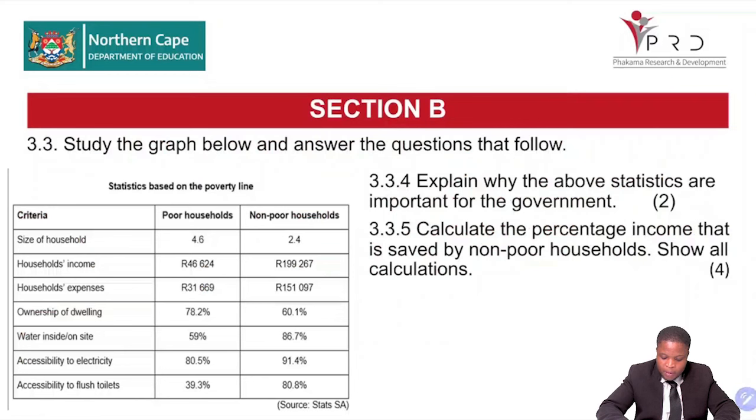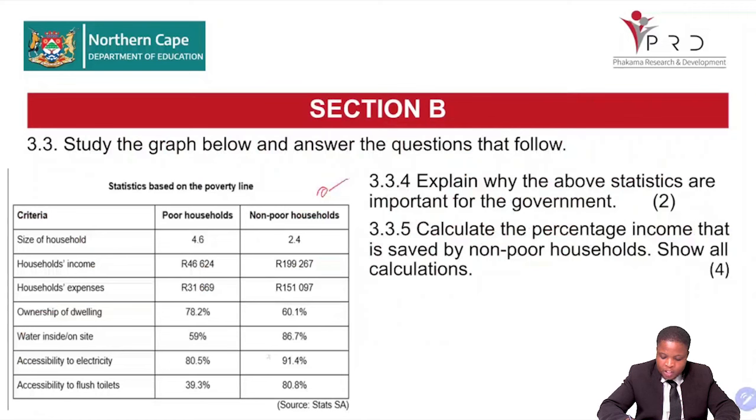3.3, we're going to look at the information below, and then you answer the two questions. 3.3.4, you explain why the above statistics are important. The statistics on the side, not above: why are they important for the government? Why is it important for government to have all this information, the data? Why the government must collect data.